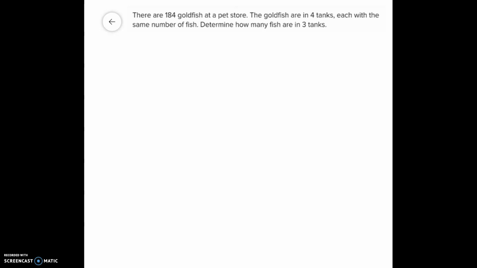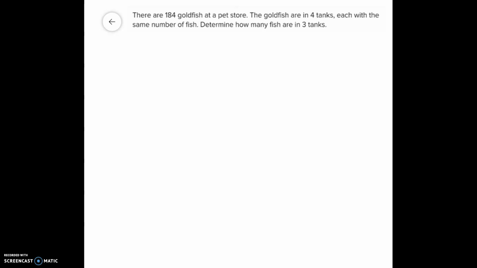So we have 180 goldfish at a pet store. There are goldfish in 4 tanks, each with the same number of fish. Determine how many fish there are in 3 tanks.